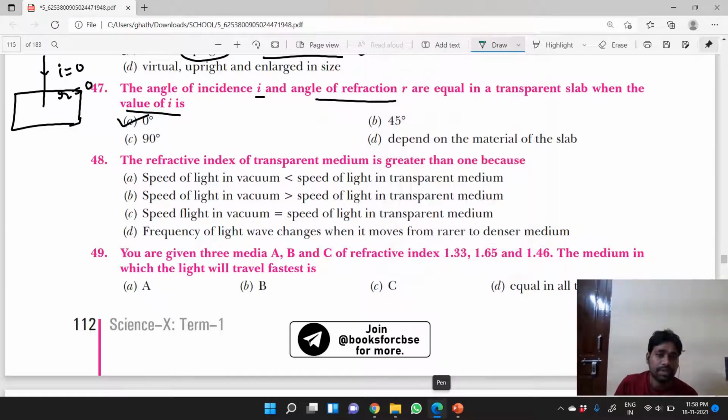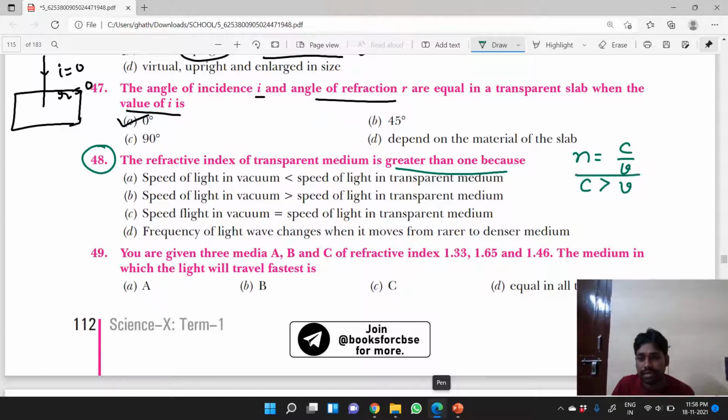So next question 48. The refractive index of transparent medium is greater than 1 because refractive index of medium n is equal to c by v. n is greater than 1 because c is greater than v. This is the reason. For any medium, if we compare, speed is always greater in the vacuum. Hence, speed of light in vacuum is greater than the speed of light in transparent medium.